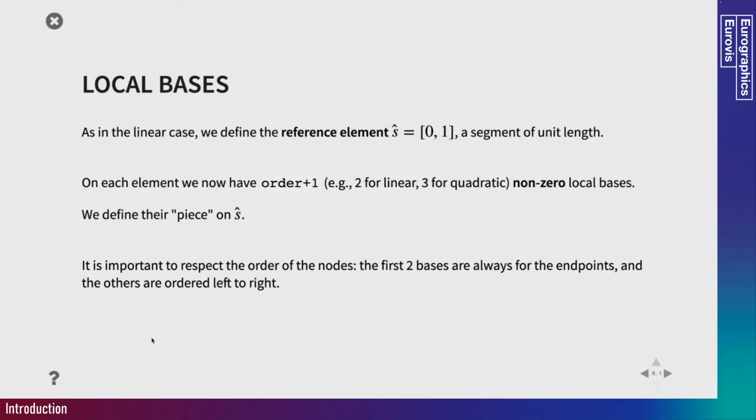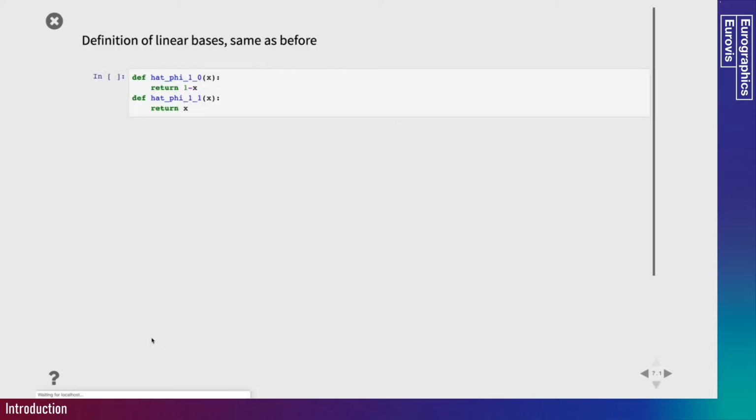So as always, we were having the first 2 bases corresponding to the endpoints of our segment. So we want the bases which correspond to the first and last endpoint to be the first and second, and then in order from left to right all the other higher order bases. So we need to be careful about respecting that order because it will be important for the local to global map. Again, this is really tedious bookkeeping, but it's not rocket science. It's something that's doable, just need to be careful with indices.